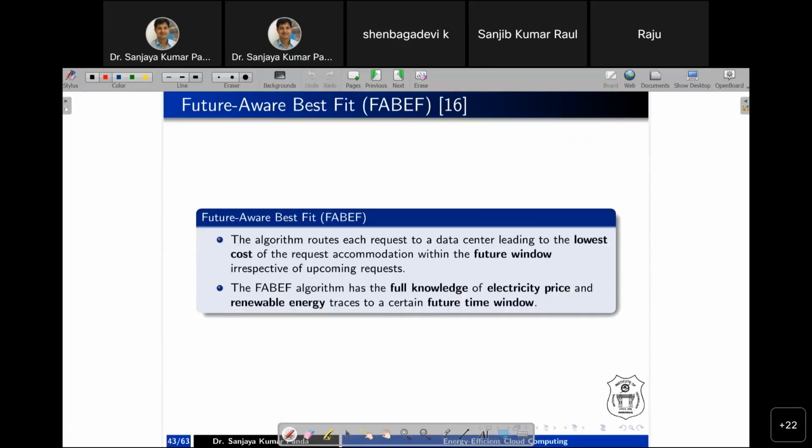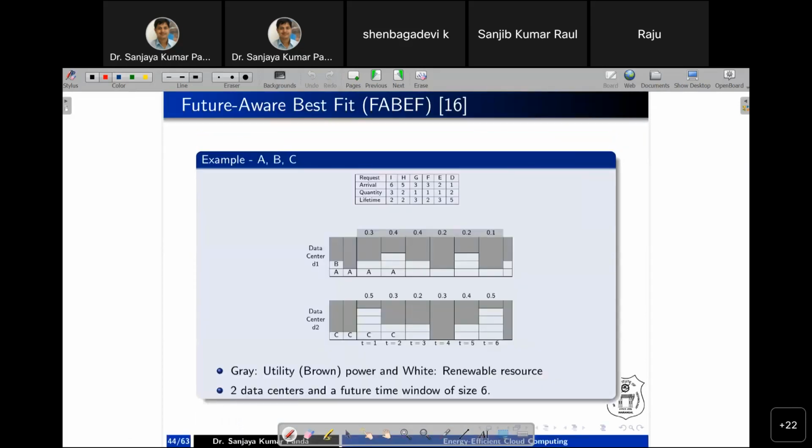In order to dispatch these user requests to the data centers, we have different policies. The first policy is called the future ever best fit policy. What does the future ever best policy say? It says that you have to find the cost in each and every data center. If the cost is best in data center D1, you give it to D1. If it is best in D2, you give it to D2. See here, there are two types of energy we considered, as I said earlier. Brown energy is your non-renewable energy. White energy, or green energy, is your renewable energy, right?